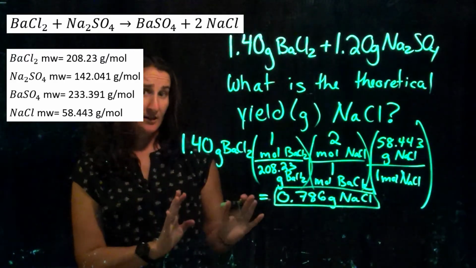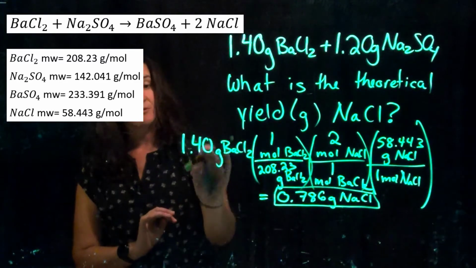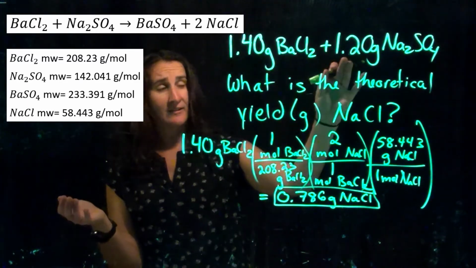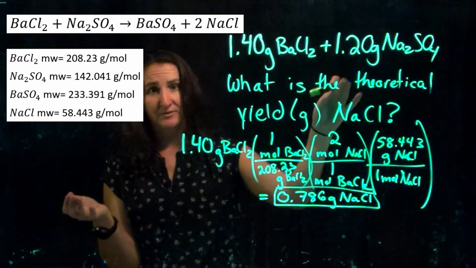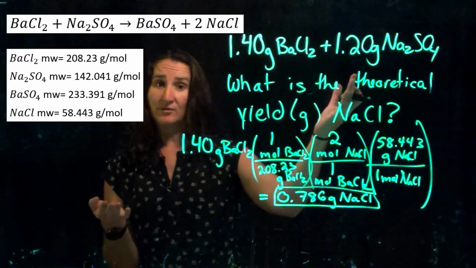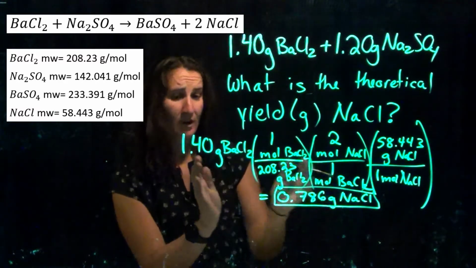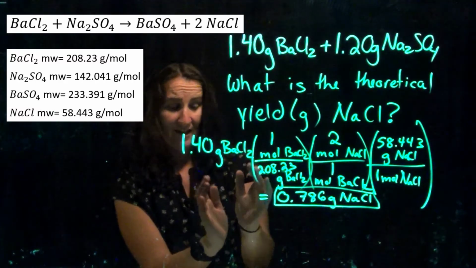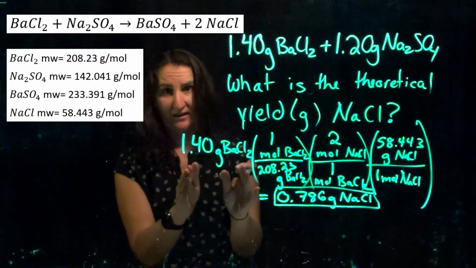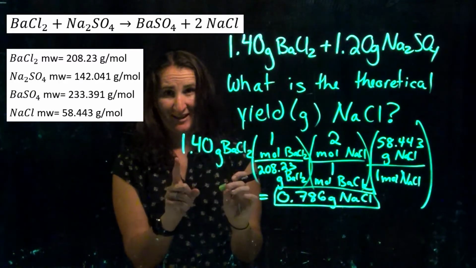So that is not yet our theoretical yield. That's if you throw 1.40 grams of barium chloride into an excess amount of sodium sulfate, that's how much we would produce. But we have an amount of sodium sulfate too. Do we have enough for all of my barium chloride to react? If we do, then this is my limiting reagent. If we don't, then it's excess. We'll talk about that more once we calculate.